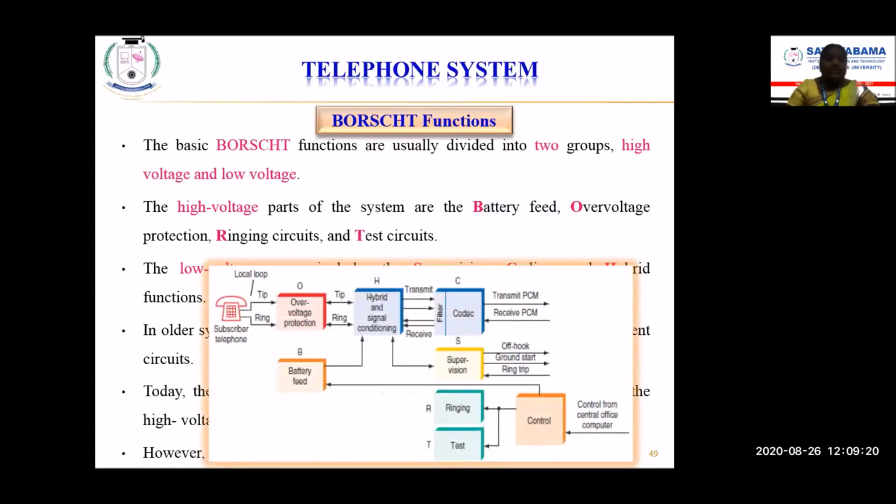We were learning about the BORSCHT functions of the SLIC, that is the subscriber line interface circuit. Based on the level of voltage required for the operation of the different functionalities in the SLIC, it is divided into two groups. I'm just giving brief information about what we had discussed yesterday. Low voltage groups are your supervision, your codec and the hybrid, and the high voltage groups are your BOT, that is battery, over voltage protection, the ringing and the test circuits. This is about the BORSCHT functions of the telephone system.